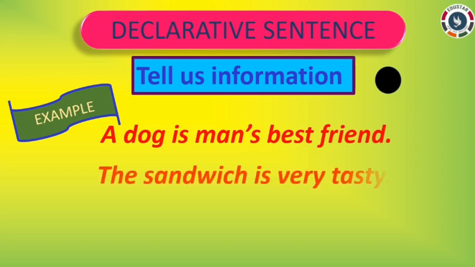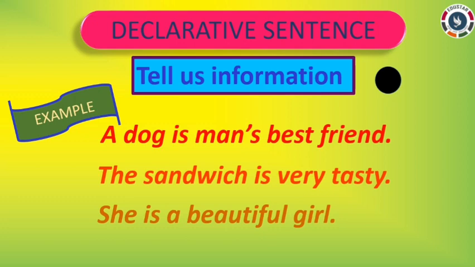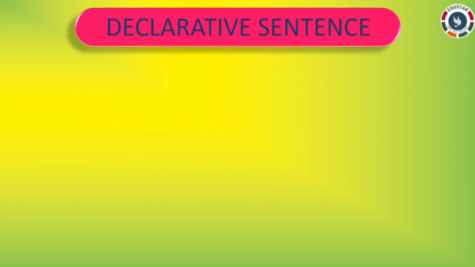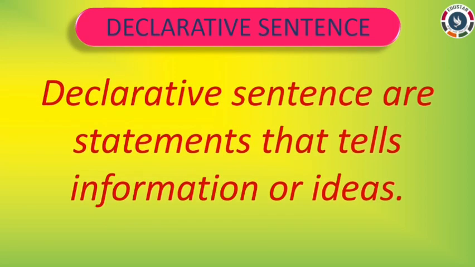"The sandwich is very tasty." Here, we are telling the information about the taste of the sandwich. "She is a beautiful girl." Here, we are defining or informing the beauty of the girl. Note here that all these sentences end with a full stop. So, from this we can say that declarative sentences are statements that tell information or ideas and they end in a full stop.